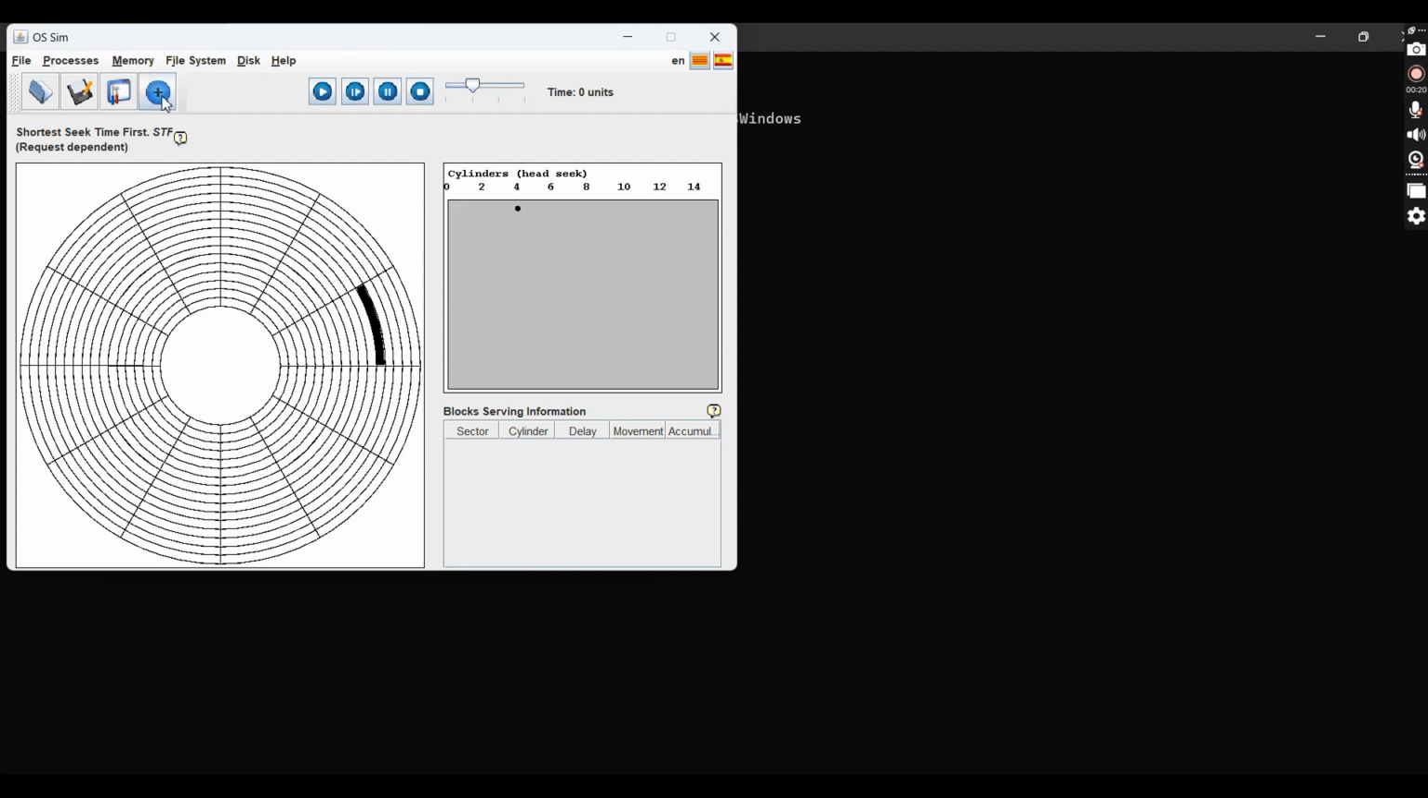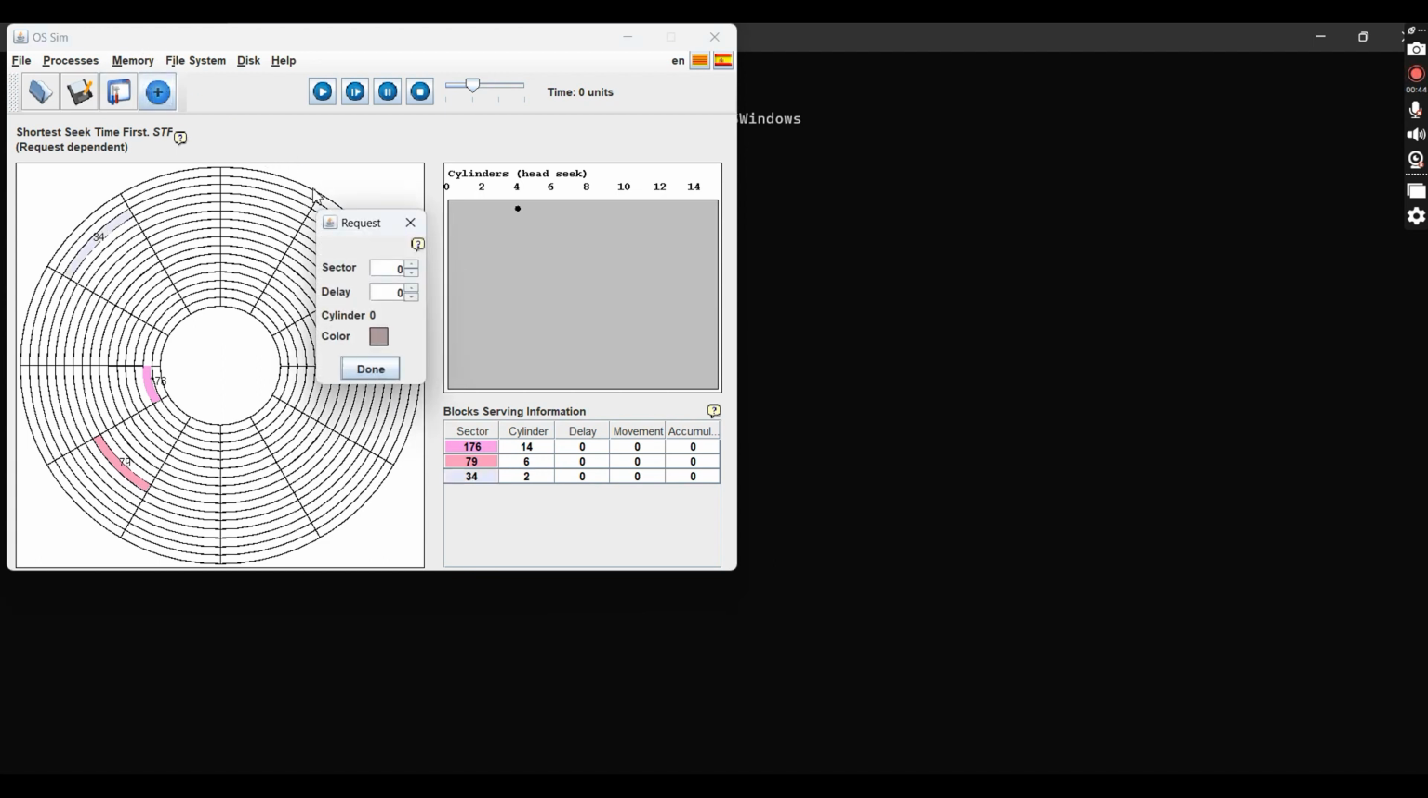SSTF is the shortest seek time first disk scheduling algorithm, used in an operating system to determine the order in which to serve pending disk input-output requests. It selects the request with the shortest seek time from the current head position. Based on this, it has 5 steps: initialization, selection of request, shortest seek time, servicing the request, and completion.